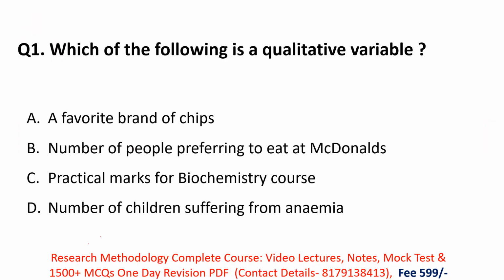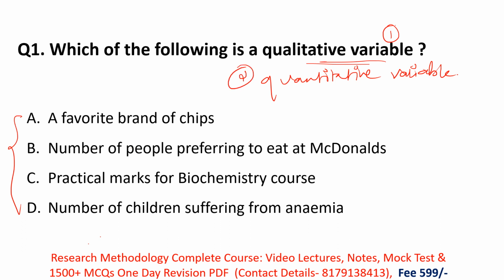Which of the following is a qualitative variable? What are they asking? Qualitative variable. In this question, they have given us some examples of qualitative as well as quantitative variables. Remember, in research there are two types of variable. First is qualitative and second is quantitative variable. So in this question they are asking for a qualitative variable example. They have given us qualitative as well as quantitative variable examples in options A, B, C and D, and we have to select one correct example which indicates the qualitative variable.